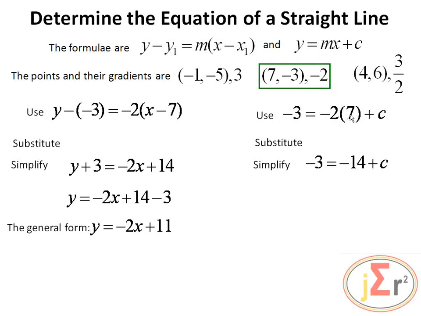So negative 2 times 7 is negative 14, and then we're going to transpose this negative 14 to the other side where it becomes positive 14. 14 minus 3 is equal to 11, and that is what we'll have for our c.